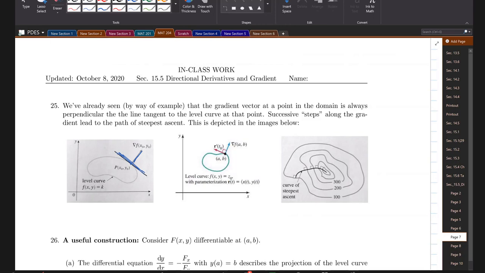What that means is that if I've got a parameterization of a level curve, then the derivative of that parameterization is always orthogonal to the gradient. And so here you can see an example of a path of steepest ascent, where you move in such a way that this new curve, this curve of steepest ascent, is always orthogonal to your gradient lines, or excuse me, to your contour lines. Okay.